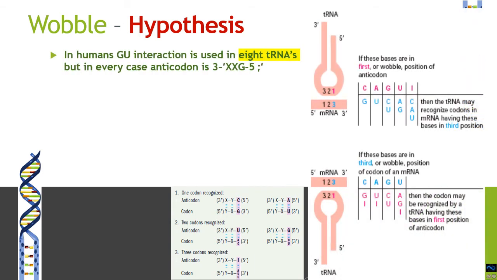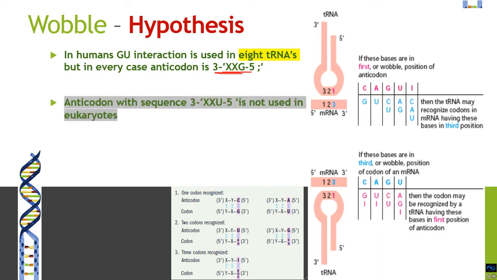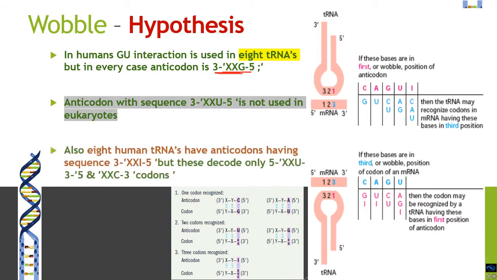So in humans, the GU interactions are known to be used for the 8 tRNAs, and in every case the sequence of a tRNA anticodon is XXG. Anticodons with the sequence XXU are not utilized in humans because of the very weak interactions between a codon and an anticodon. And also we know that in humans there are 8 tRNAs which have an anticodon sequence of XXI, but instead of utilizing this for the recognition of three different codons, it decodes only XXU and XXC codons.